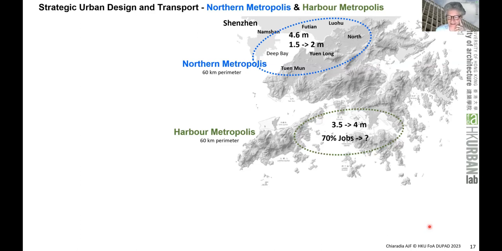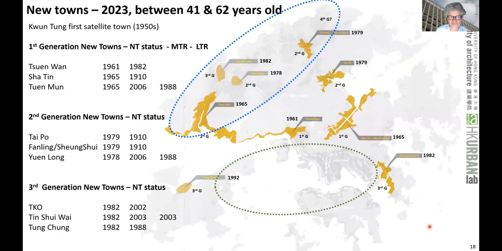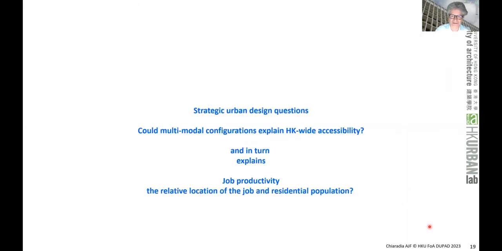The question is that the south side has 70% of the jobs, and how the jobs are going to move, or not. A lot of new towns. There is no new town in the harbor metropolis, 4 new towns in the north metropolis, and then in between or a little bit outside the harbor metropolis there are new towns with different aspects. So this gives you a little bit of background.